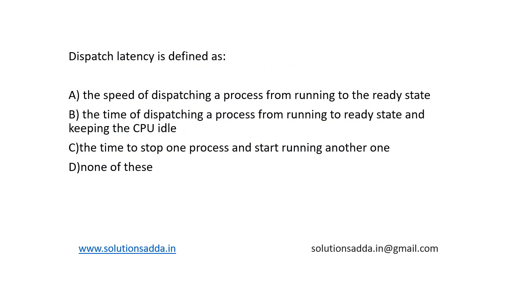This is a previous ISRO question. Dispatch latency is defined as: A, the speed of dispatching a process from running to the ready state; B, the time of dispatching a process from running to ready state and keeping the CPU idle; C, the time to stop one process and start running another one; D, none of these. First of all, what is a dispatcher? A dispatcher is a special software that is responsible for moving a process from ready state to the running state. Going by the options, dispatch latency may be defined as the time to stop one process and to start running another one. And option C is the correct answer.